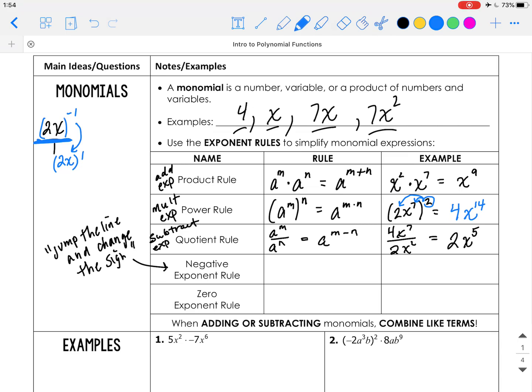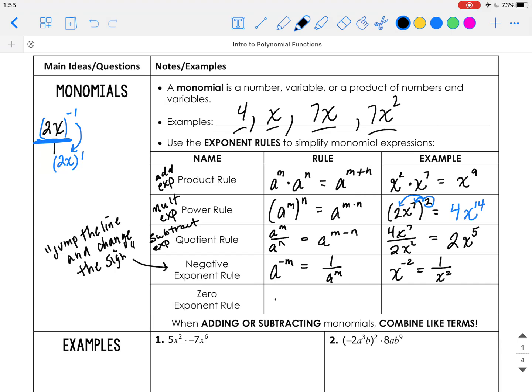This is actually probably one of our more simple rules. So what this looks like, I would have a base and a negative exponent, and we would just jump over the line and change the sign. So notice how, regardless of whatever I have, an a to the negative m, I am just jumping over the line and having a 1 on top. So let's come up with an example. Let's say I had x to the negative 2. I would jump over the fraction bar, and I would have to change the sign, so I'd have x to the positive 2.